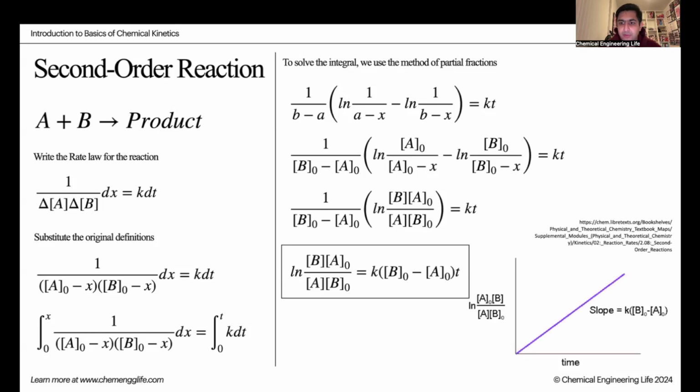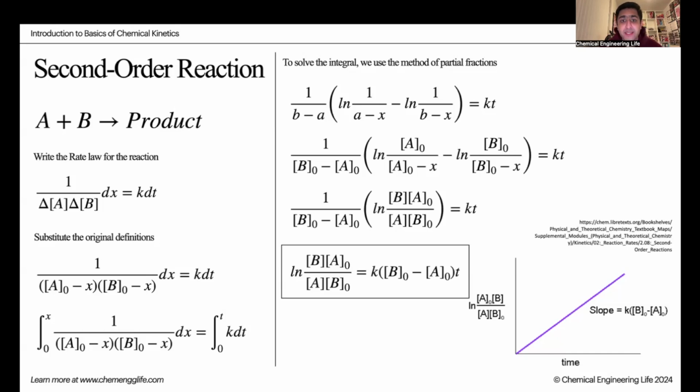And if you were to plot that curve, you will end up getting an expression that looks somewhat like this. And you'll notice that your y-intercept is actually 0. So if I look at y equals mx plus c, c is equal to 0, and therefore the slope would be equal to simply k times b0 minus a0.